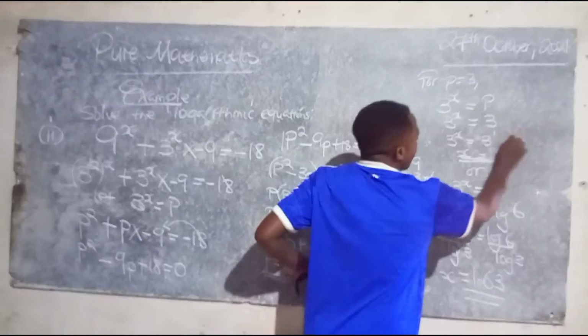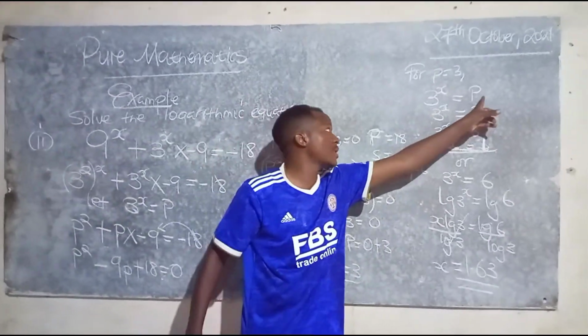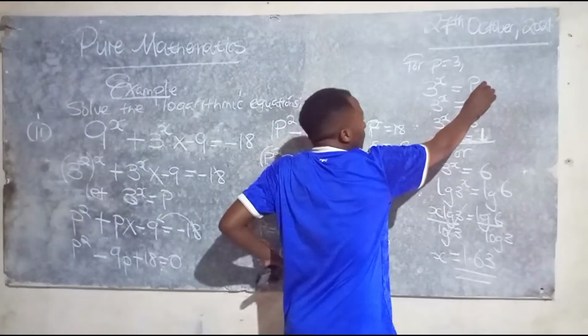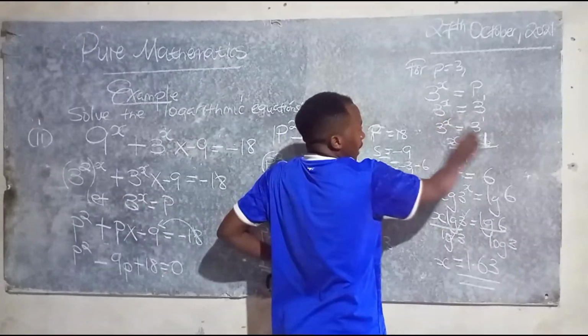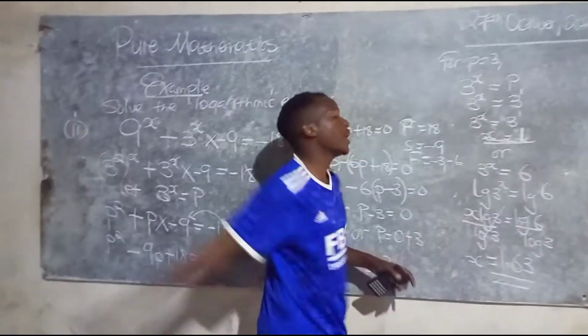So here, where there is 2, we are just going to put 1. I'm going to say 3 to the power x, which is 3. This is supposed to be a 1. Then 3 to the power x equals 3 to the power 1. So the bases are the same, so x becomes 1.